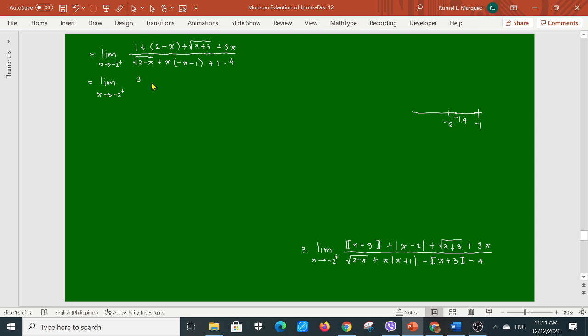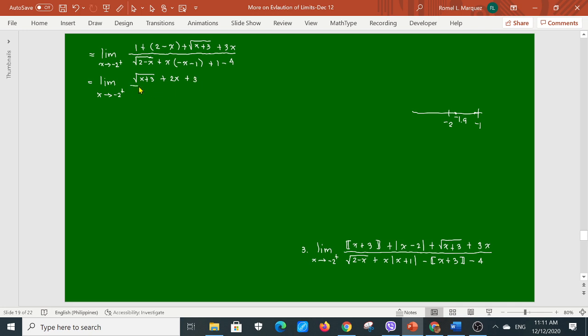Then, let's start with the radical, no? It is square root of x plus 3, and then followed by a term with variable, negative x plus 3x, that is 2x. Okay, guys? Check my operations. And then 1 plus 2, that is 3. Am I correct, guys?